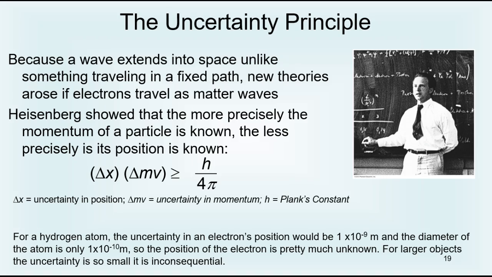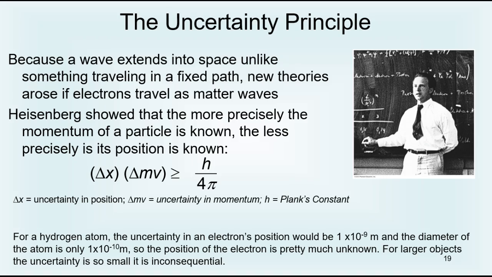Again, if you were to crunch some numbers, I think there's a practice problem in the book and in one of the homeworks, but plugging into this equation, if we think about the hydrogen atom, the uncertainty in an electron's position is 1 times 10 to the -9th meters, and if the diameter of the atom is only 1 times 10 to the -10th meters, that means that we're so uncertain that our uncertainty exceeds the size of the atom itself.